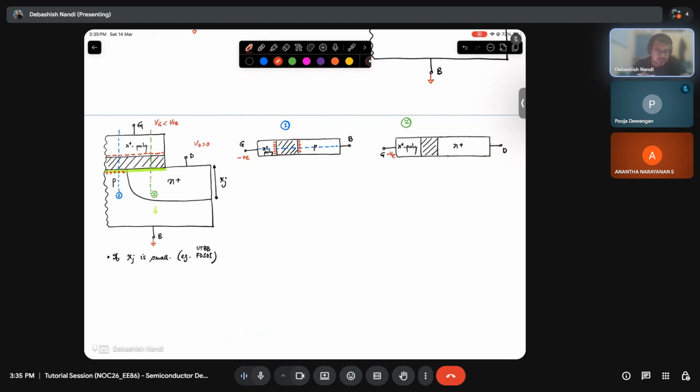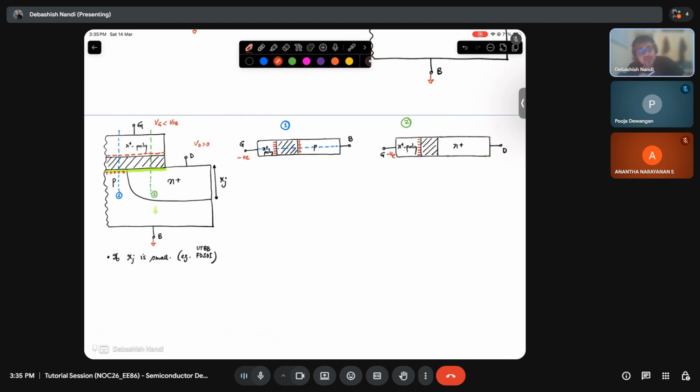This N plus poly is used to tune the flat band voltage. For the time being, you understand this as metal. The same thing will happen in the case of metal as well, because this is gate induced, right? So again there are negative charges in this region.